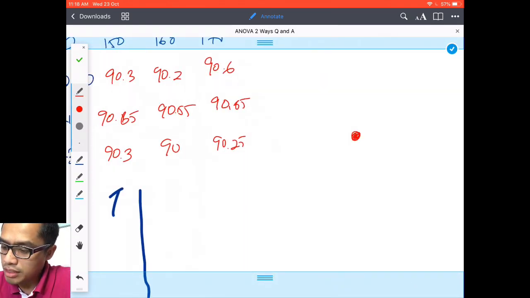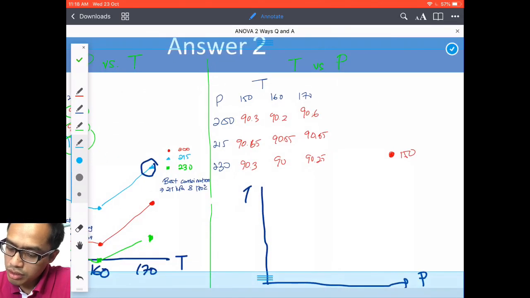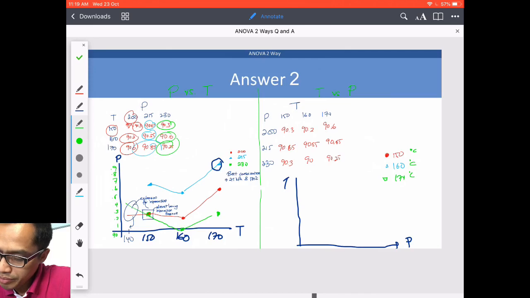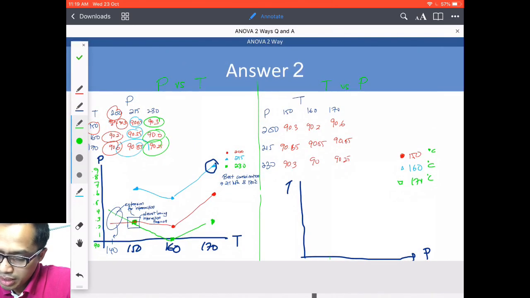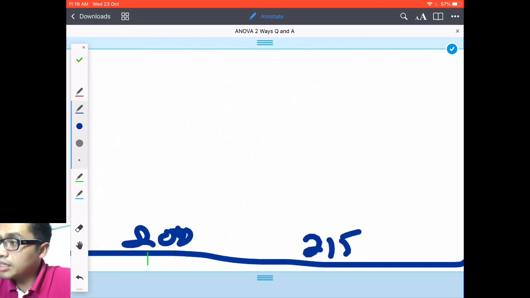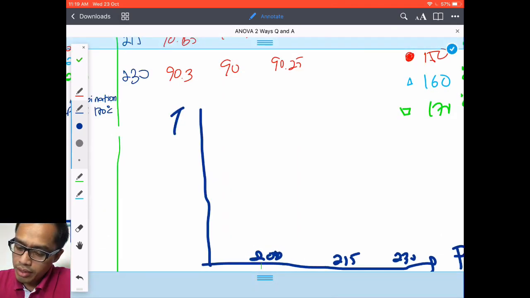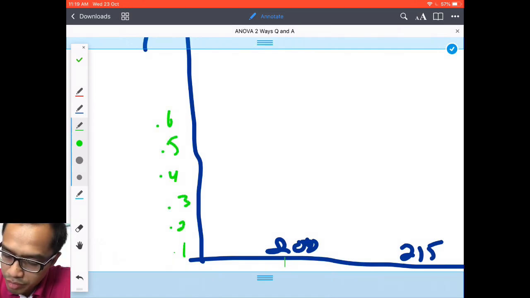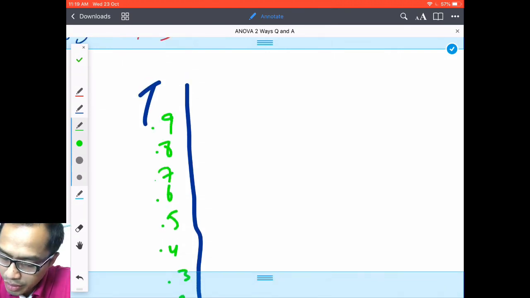Okay, let's use red. Temperature of this is 150, and this light blue is 160, triangle 160, and square 170 degrees Celsius. Okay, for P, it will be 200, right? 200, 215, and 230. So we plot this. 0.1, 0.2, 0.3, 0.4, 0.5, 0.6, 0.7, 0.8, 0.9.